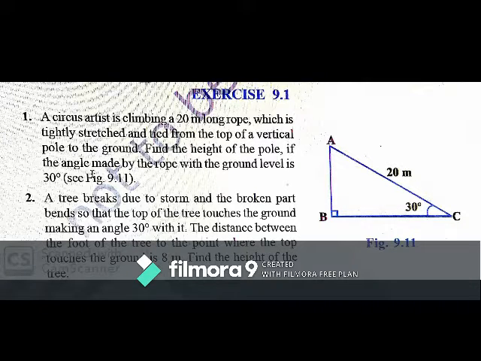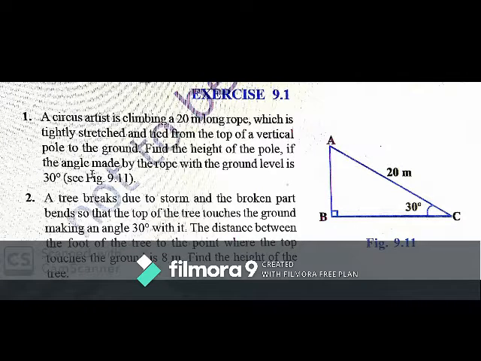Based on that, today we are going to discuss some of the questions of exercise 9.1. In this exercise 9.1, we will talk about question number 1, question number 2, and some more questions will be solved. So let us have a glance at question number 1 first.